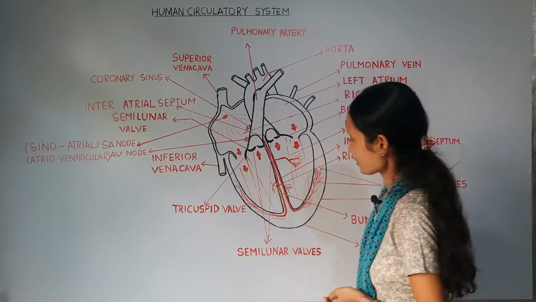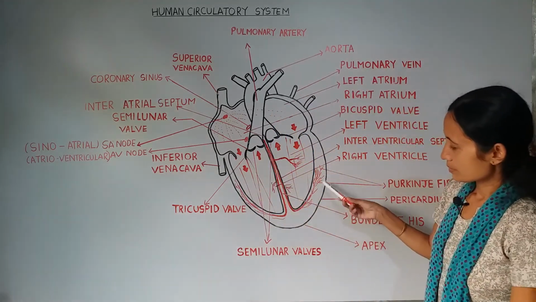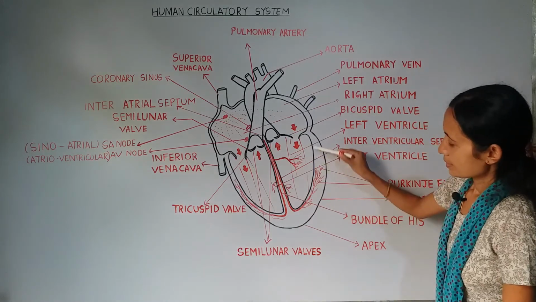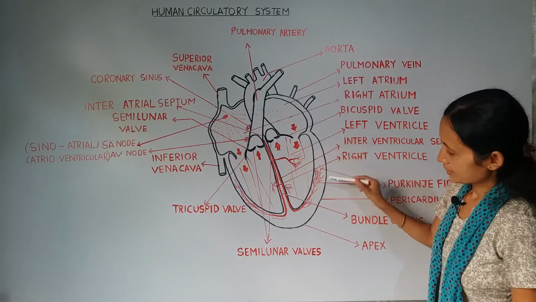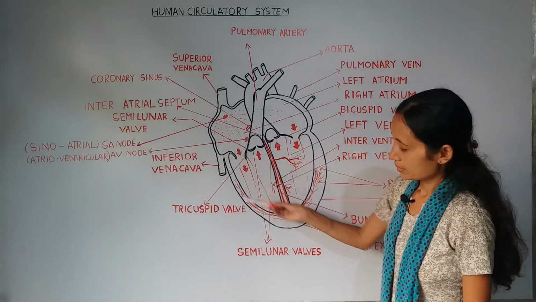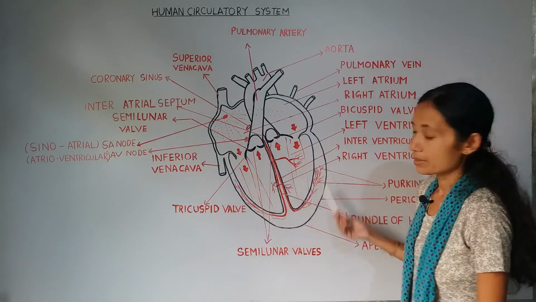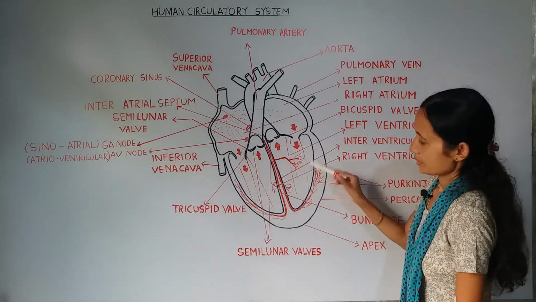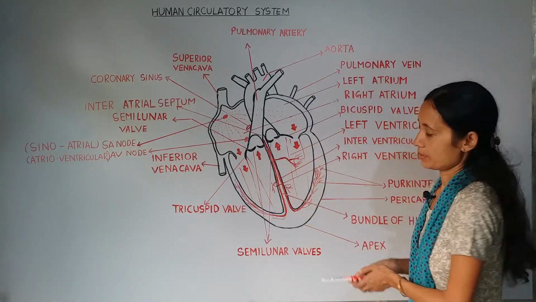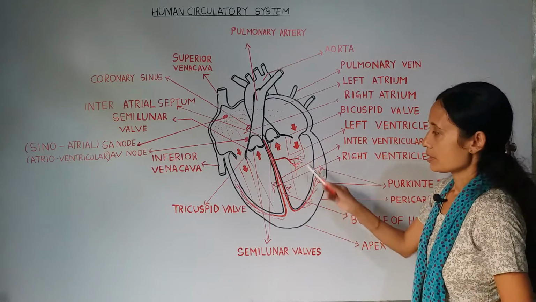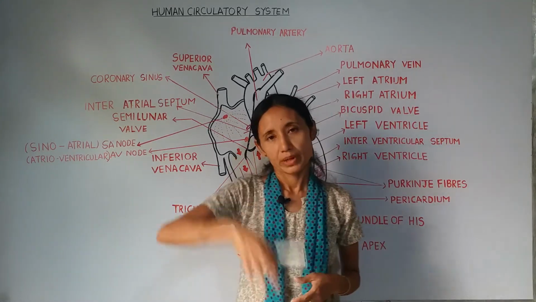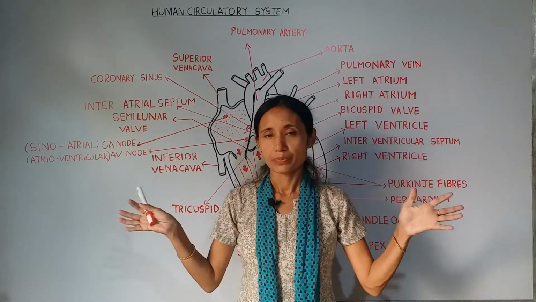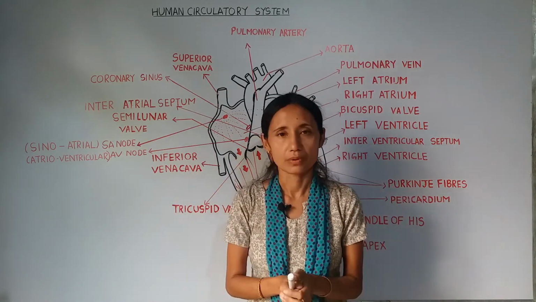Now again, let's compare the walls of these 2 ventricles. On the left side, the walls of the left ventricle are thicker compared to the walls of the right ventricle. Why is it so? Because greater pressure has to be applied here on the left ventricle. From the left ventricle, oxygenated blood is propelled out of the heart so that it reaches different organs, cells and tissues of our body.